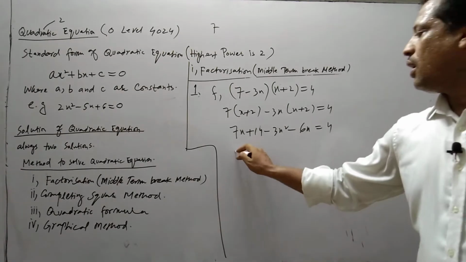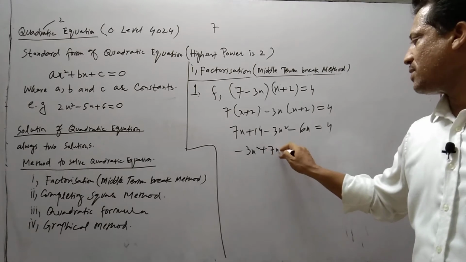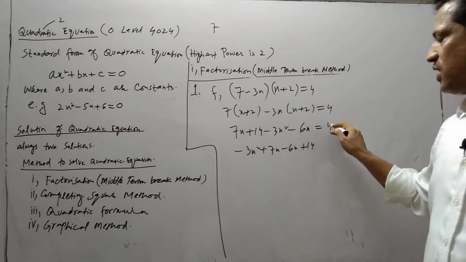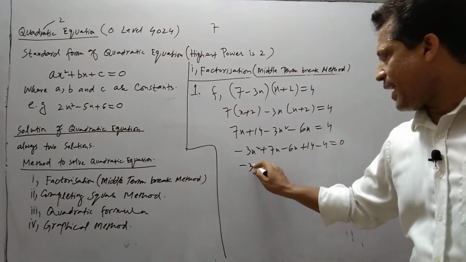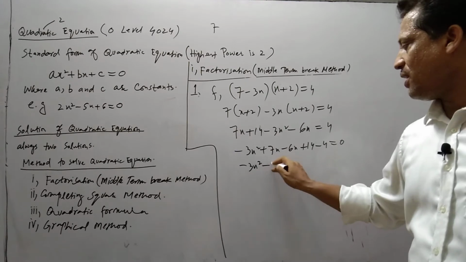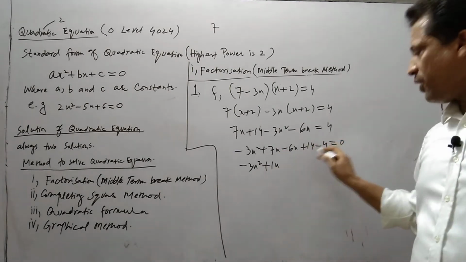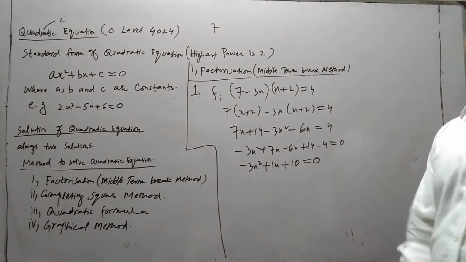Rearrange. Minus 3x square plus 7x minus 6x plus 14. Move this 4 to the left hand side: minus 4. Minus 3x square, 7 minus 6 is plus 1x, plus 14 minus 4 is plus 10, is equal to 0.